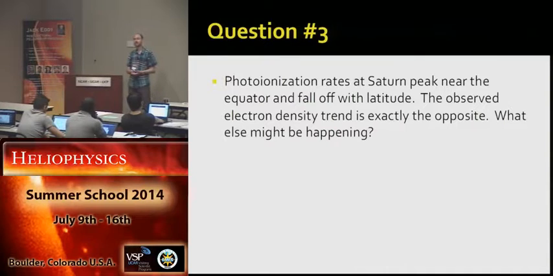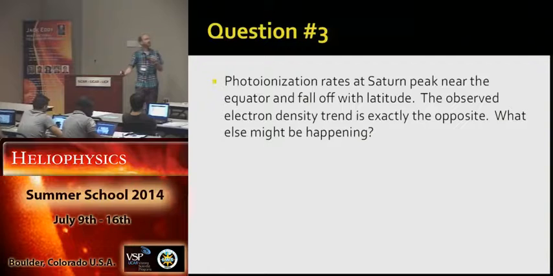Does anyone have an idea what might cause that? So the peak of the production rate is at the equator, but that's also where you see the minimum in electron density. So you're going from peak production to minimum electron density. What's in between that could cause that? What if we set production equal to loss, so we're in photochemical equilibrium, and we want to solve for the electron density? We know the production, it's large, and we know the electron density, it's small. A large loss, exactly.